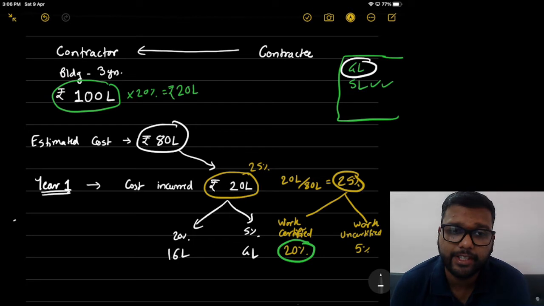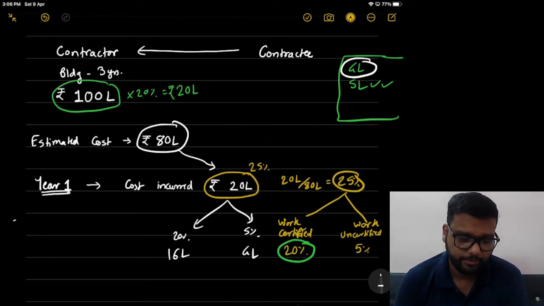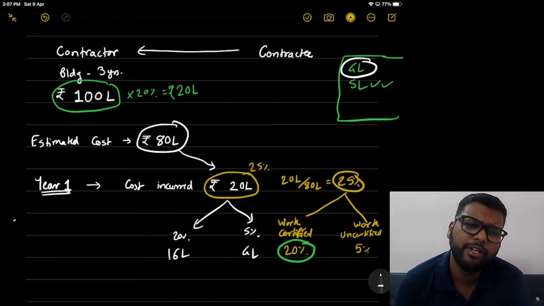20% is certified, right? So we should get how much right now? 20 lakhs. But what will happen is, let's say the contractee pays us 20 lakhs. Next year, let's say he pays 40 lakhs, and in the next year he pays the remaining 40 lakhs.